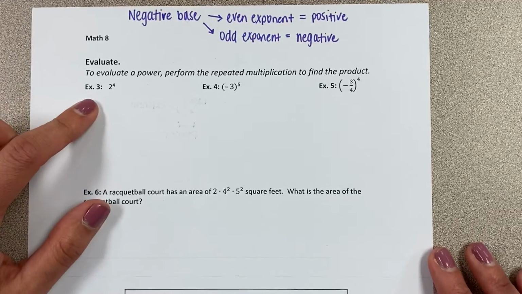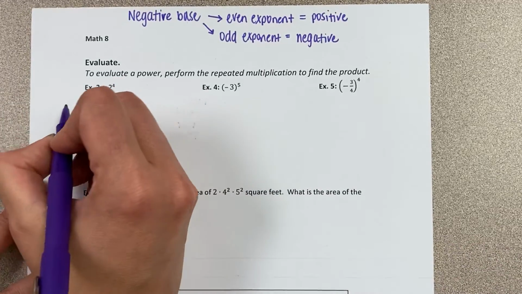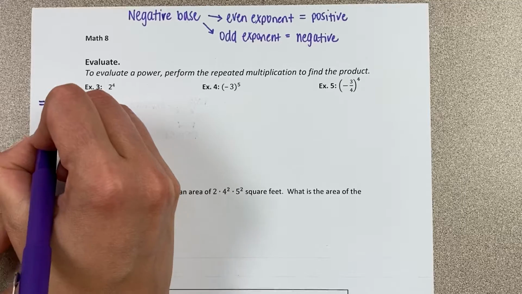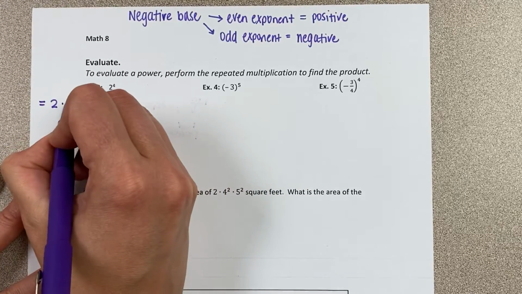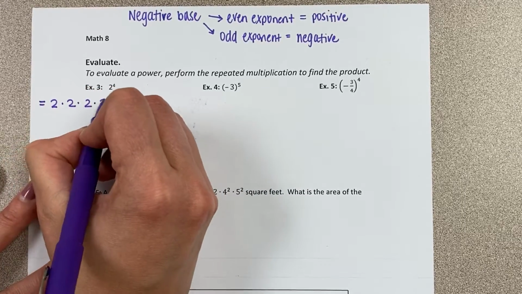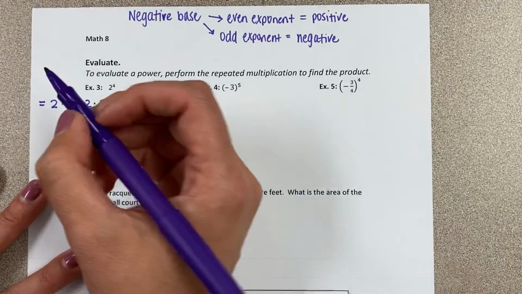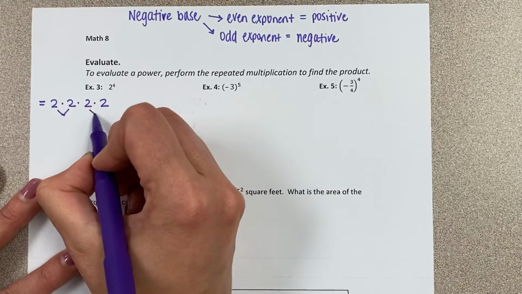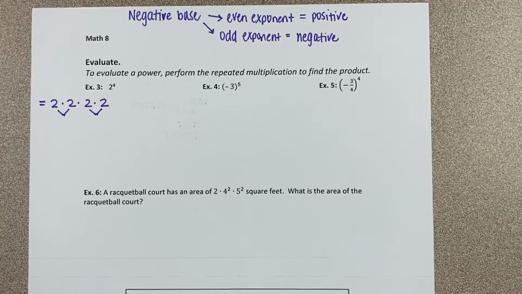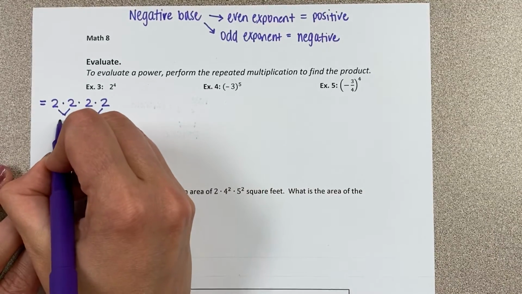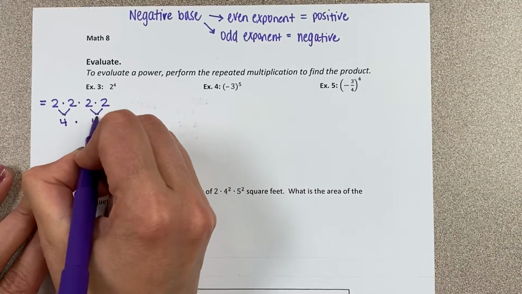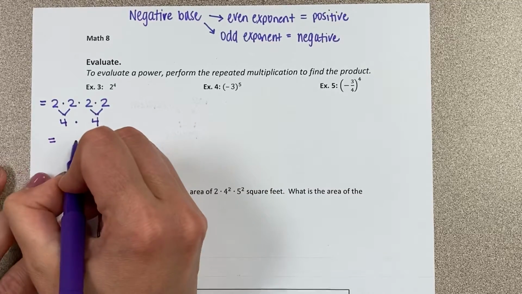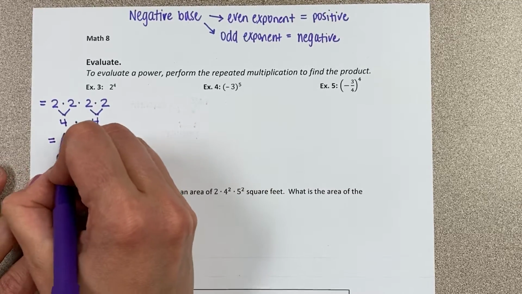So for this first one, we have 2 to the fourth power. So what that actually is 2 times 2 times 2 times 2. If I were to multiply these, they want the answer. Evaluate means you're multiplying it out. So if I were to multiply these, I'd get 4 times 4, so that equals 16.